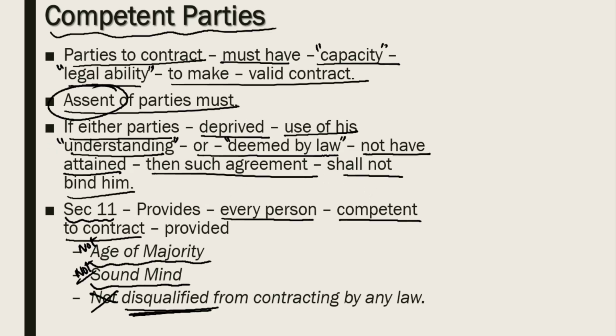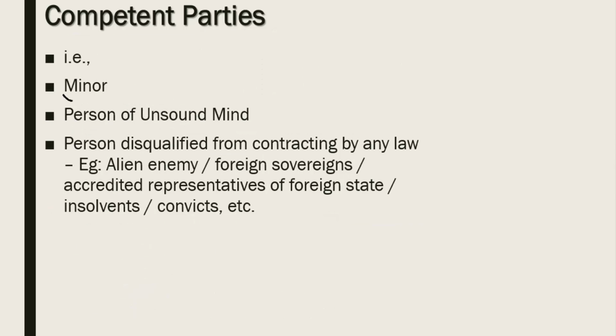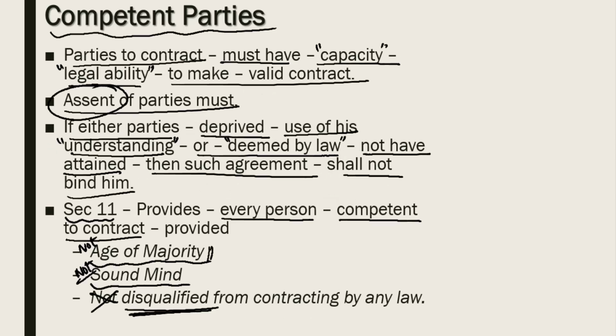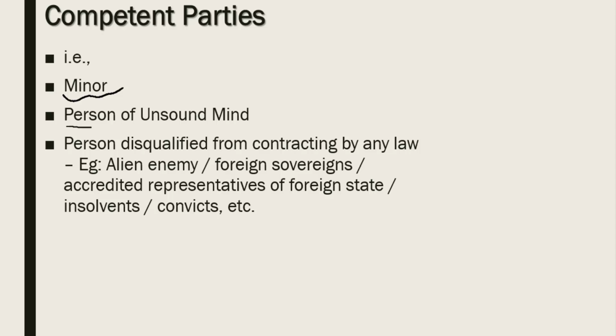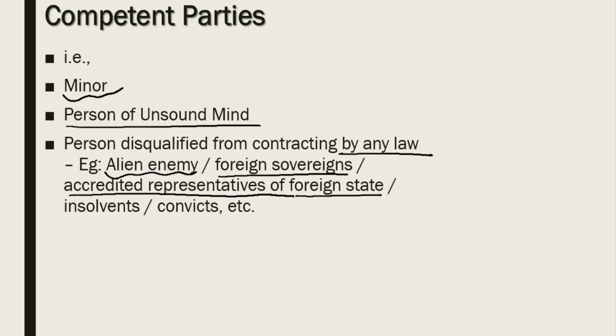So people who have not attained the age of majority are basically minors. People who are not of sound mind, and people who are disqualified from contracting by any law. It is possible you cannot have a contract with an alien enemy, you cannot have a contract with foreign sovereigns or accredited representatives of a foreign state, or with insolvents, or with convicts. So in those cases the competency is tested.